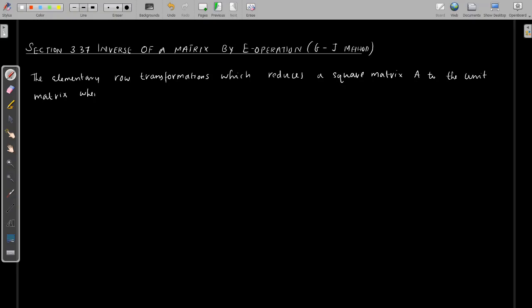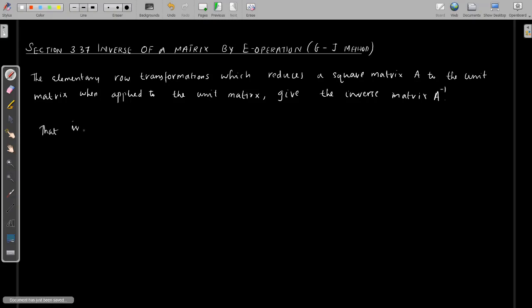That means first we have to find all the elementary operations which reduce A to the identity matrix, and we will perform the same elementary operations on the identity matrix. Then you will get another matrix, that is what we call A inverse. So I'll explain this with a simple example. The meaning of the statement is, if A is a non-singular matrix, then A inverse exists. It's obvious.